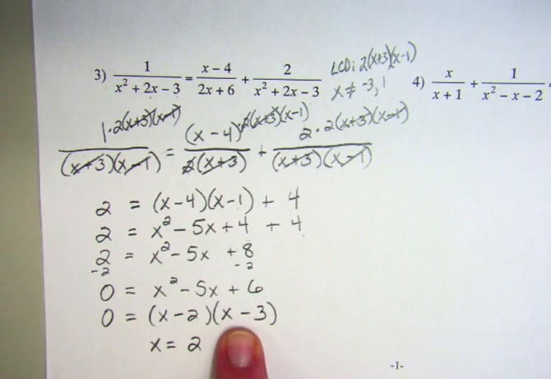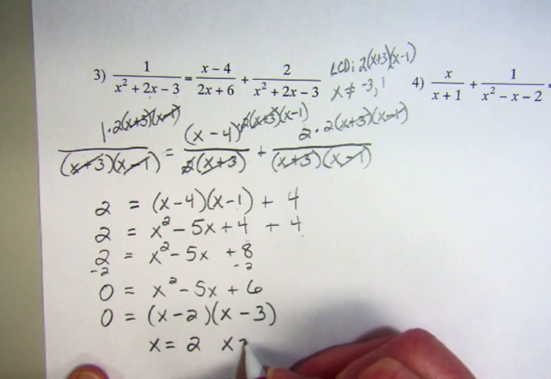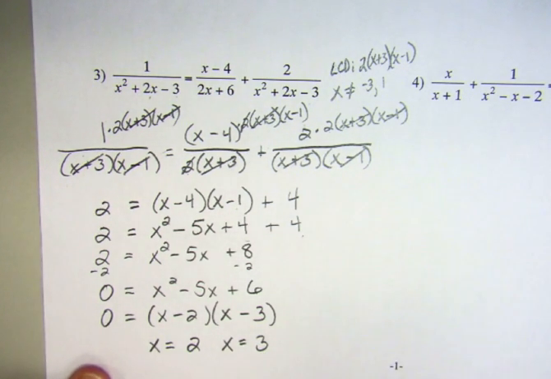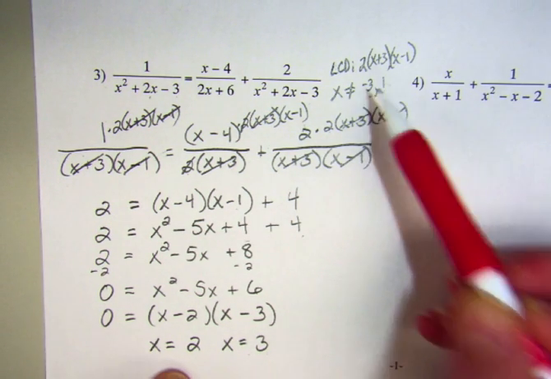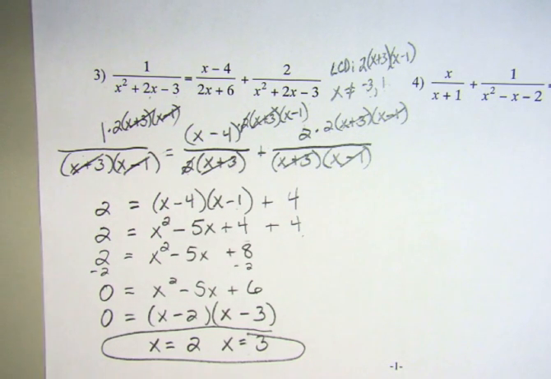If we set x minus 2 equal to 0, then x equals +2. And if x minus 3 is set equal to 0, then x equals 3. Now, I need to make sure, are either one of those my excluded values? No, they are not. So this has 2 solutions, and they are 2 and 3.